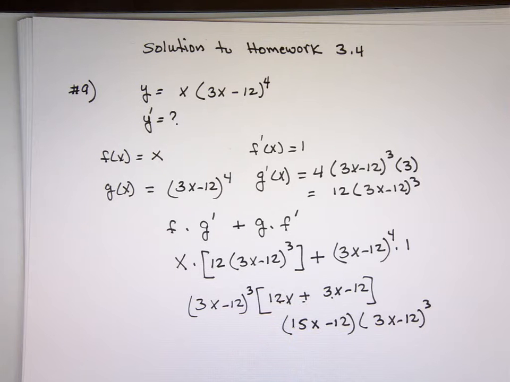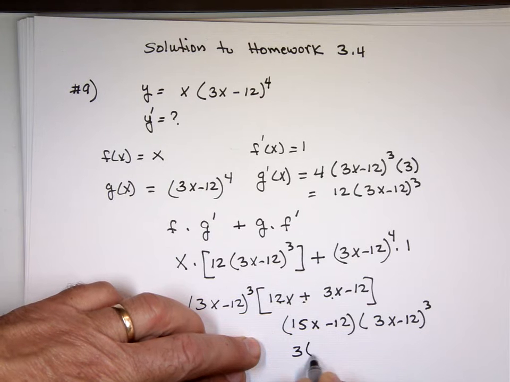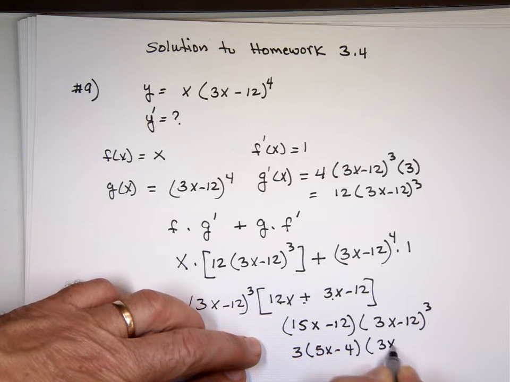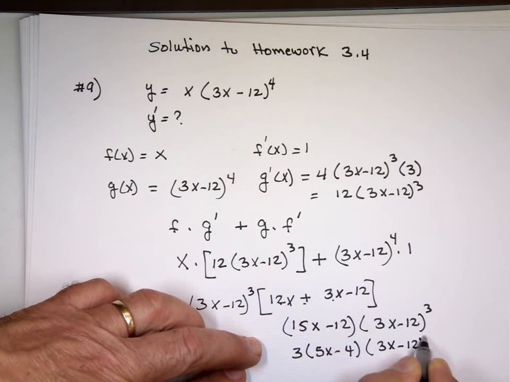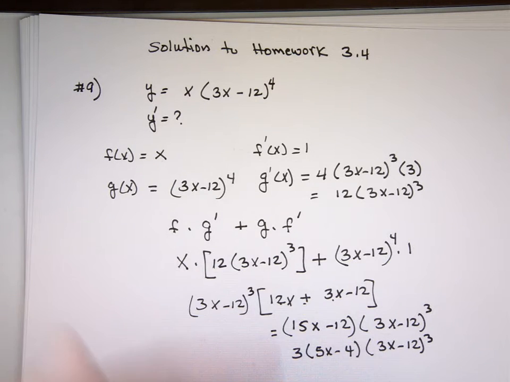Can you pull out like 15x minus 12? You can factor 3 out of each one, yes. If you want to factor 3 out of each one, you could. 5x minus 4, 3x minus 12 cubed. So it really doesn't matter which one, because you can't really do any more with it. So you can stay with this, you can go with that. Not sure which way they want it there.